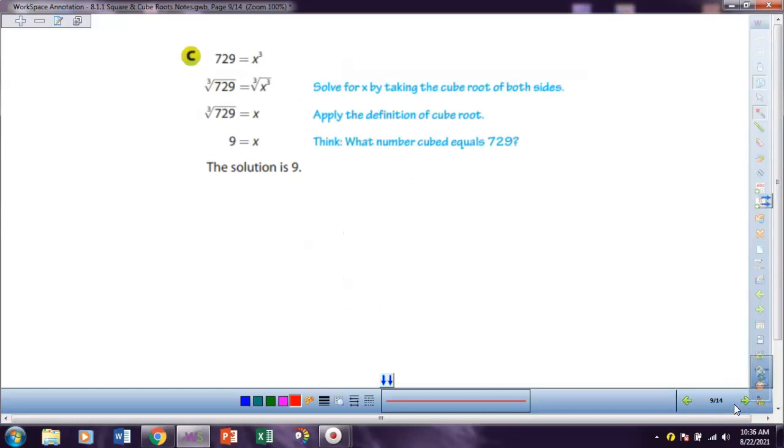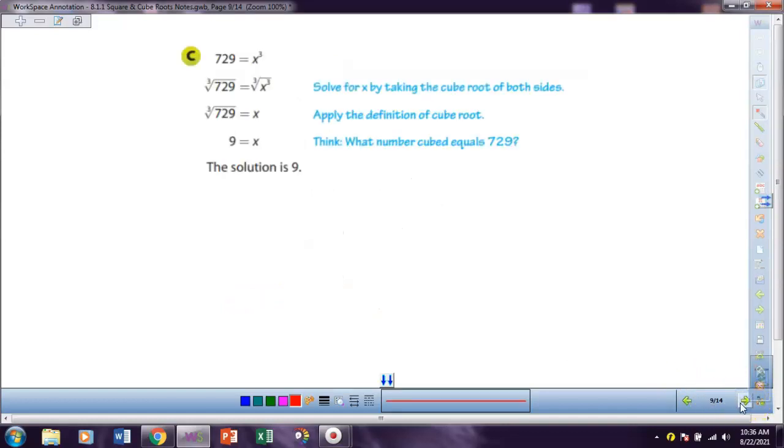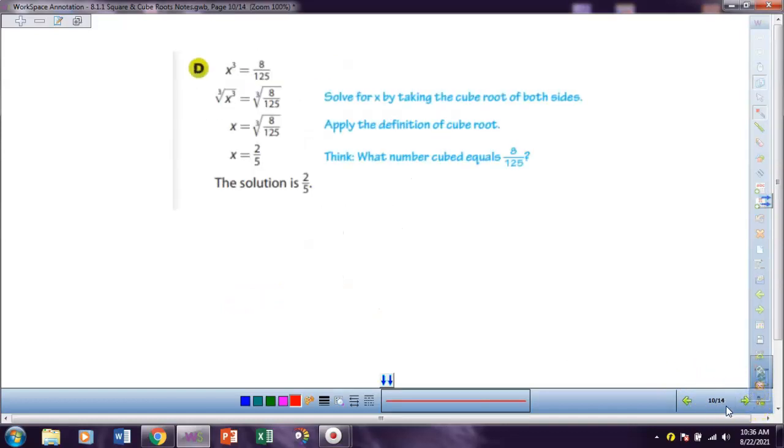Okay. This one here we have 729 equals x cubed, and so if I cube root both sides, the cube root of x cubed is x. The cube root of 729 is 9. So if I go over here and look at 729, it's right here. And I see that my base is 9, so the cube root of 729 is 9. Okay, that's how I use my chart. Again, only positive 9 because it was a positive number.